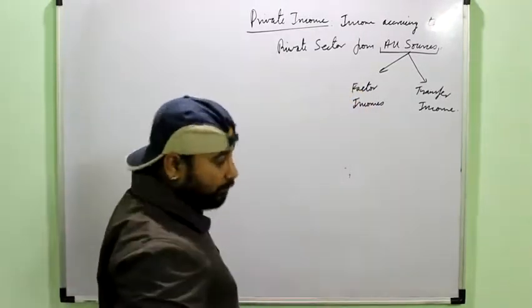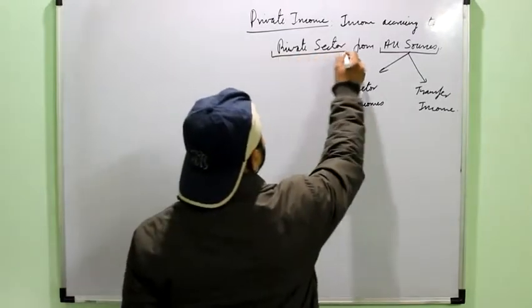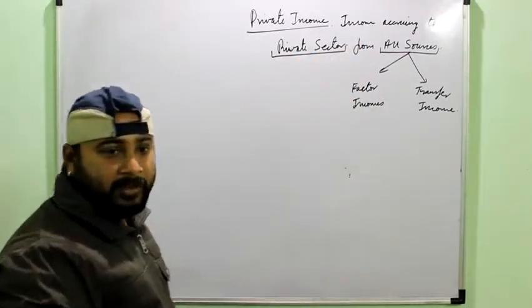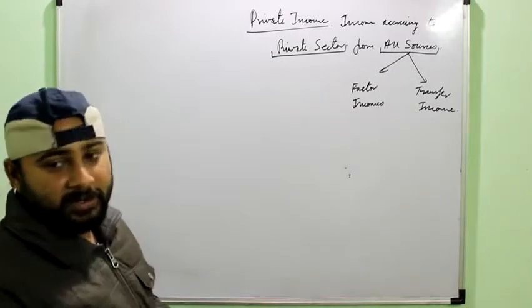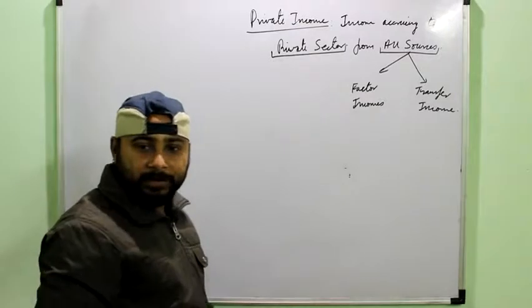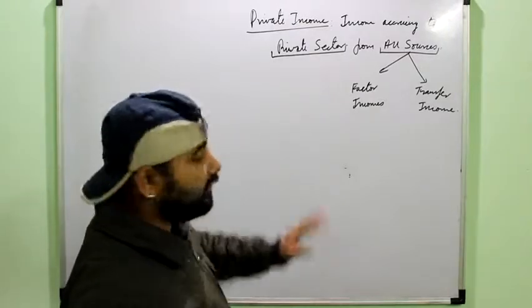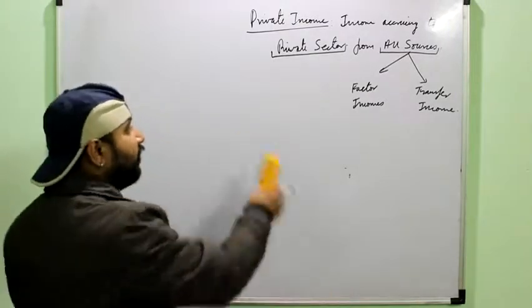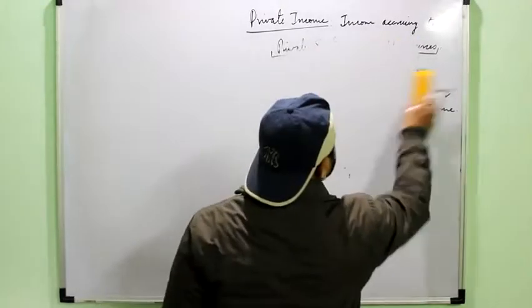And remember one important word, that is the private sector. You already know that the economy is basically having two sectors, public sector and private sector. Public is the government sector and private sector is the household sector or the firm sector. That we will understand just now.